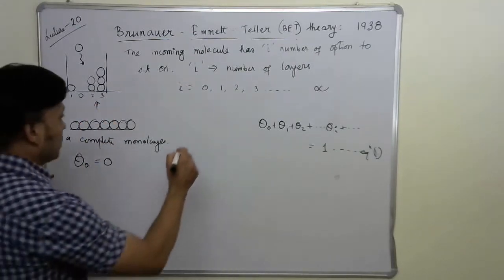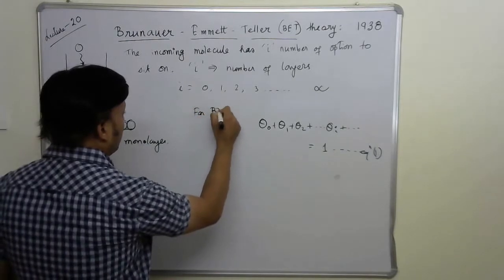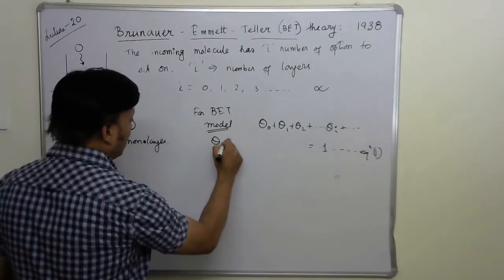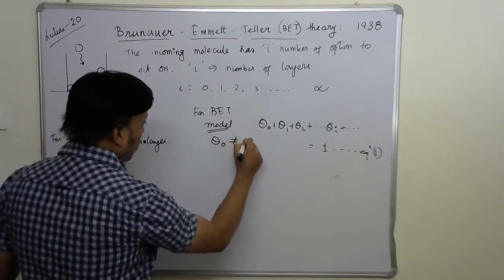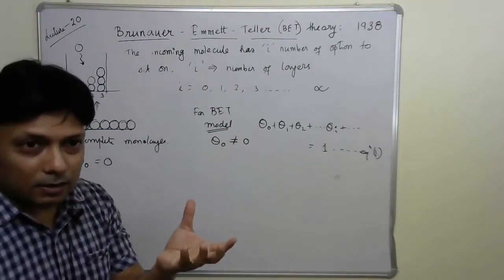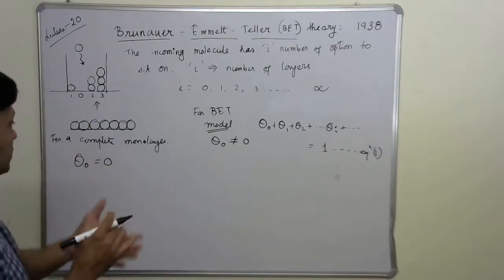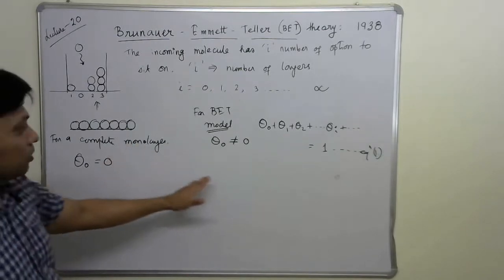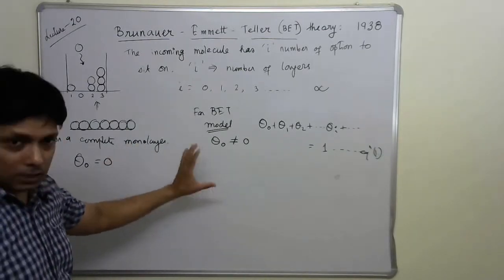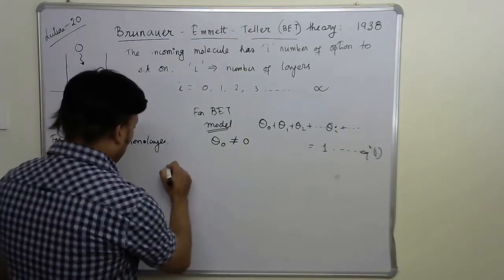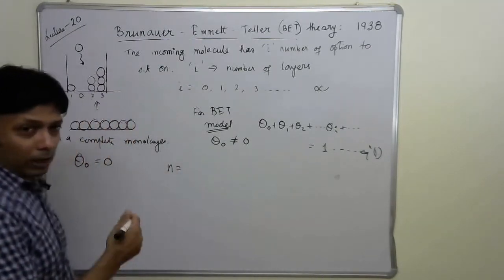In the BET situation, for the BET model, we must understand one thing: theta 0 is not equal to 0, because we have certain fractions of places on the solid surface where there are 0 molecules. So theta 0 is not equal to 0. It should have a certain finite fraction. So for the BET model, the total number of gas molecules n, how can it be expressed?